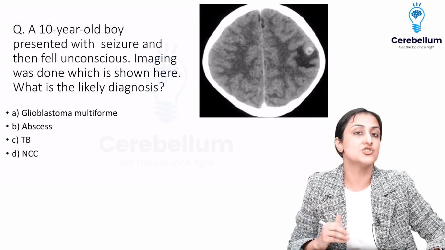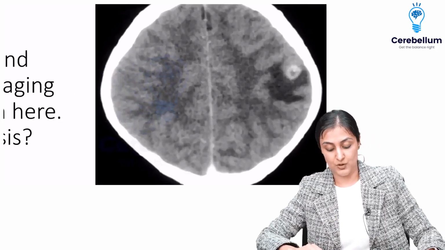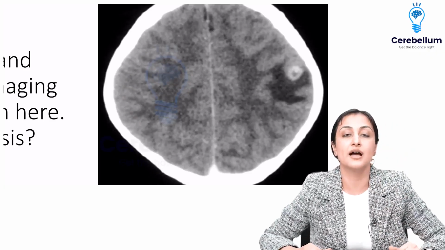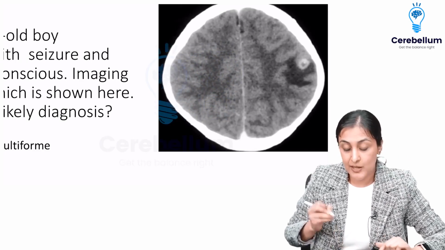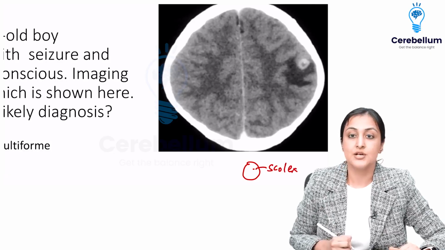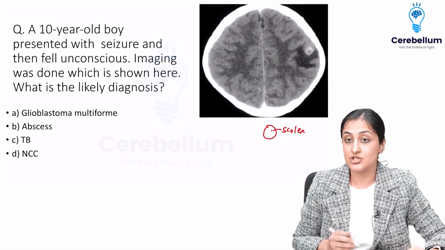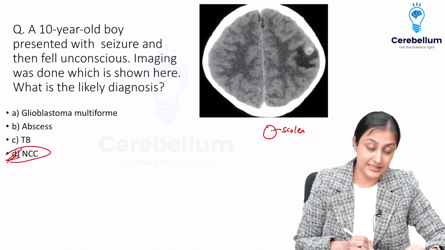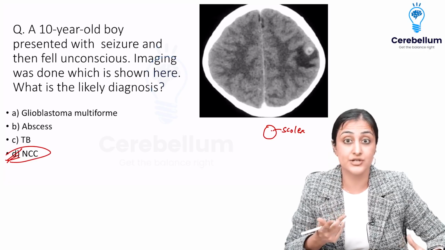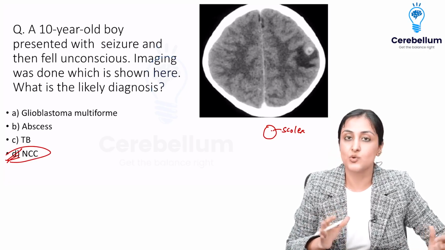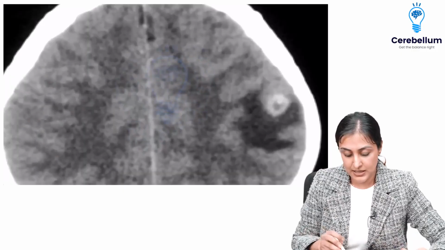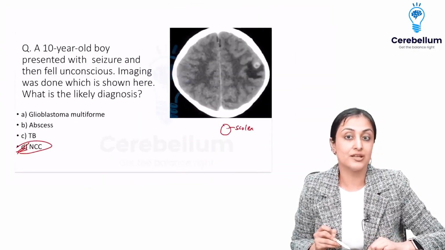A 10-year-old boy presented with seizure and fell unconscious. Imaging is done. What's the diagnosis? This is what a lot of students got wrong. They were like, ma'am, you said NCC should be starry sky, multiple. But what did we see here? We see a lesion with a central eccentric scolex. When you see this focus of calcification here, this is the hallmark telling us it is NCC. When you have a single NCC, it can present with a focal seizure. When you have multiple NCC, it can present with generalized tonic-clonic seizures, right? So this is an NCC, identified by this focus of calcification eccentrically.